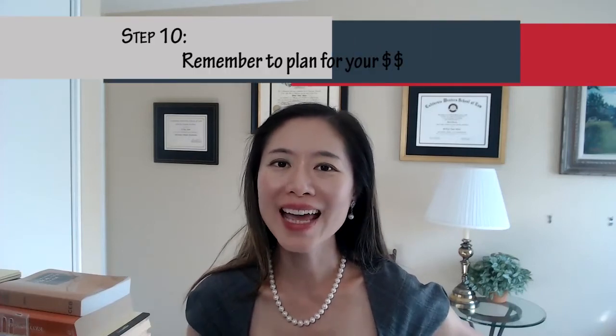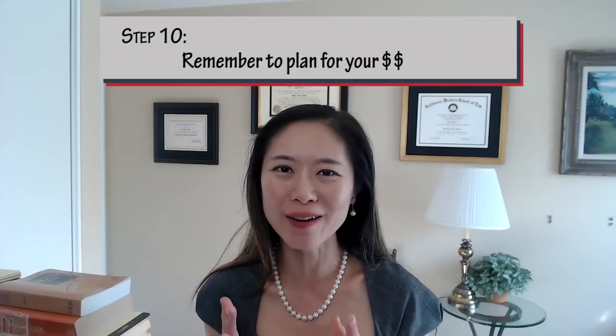And number 10 is to remember to plan for your money. Money is so important. Without money, you can't do any of the extracurricular activities or any of that, right? So how do we maximize your wealth and protect as much of it as possible within your family, and avoid probate court so none of the family assets have to go to court. That's going to be another video. You can check out my video on how to avoid probate.